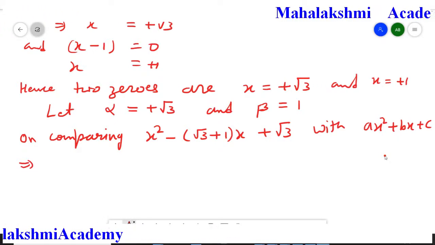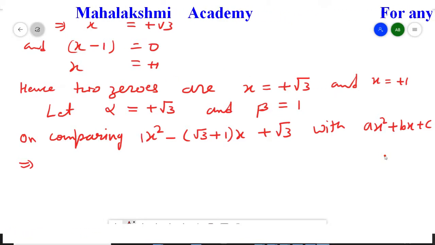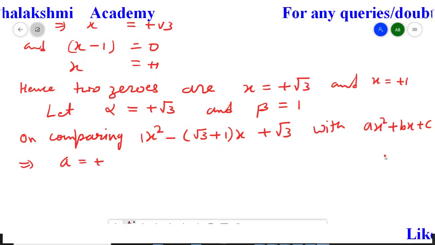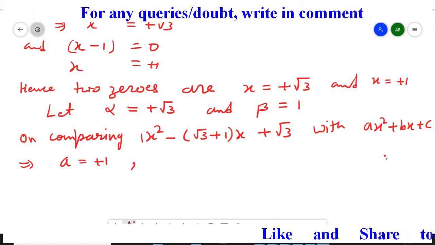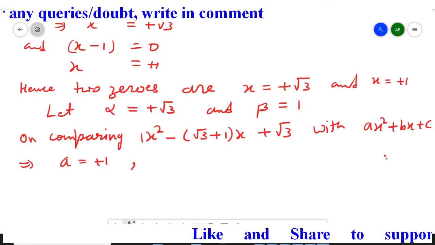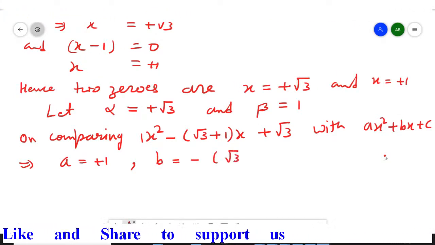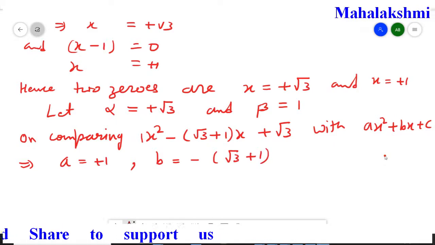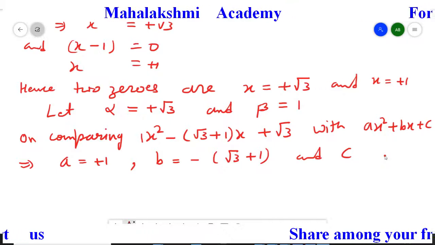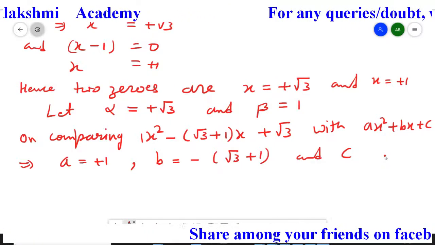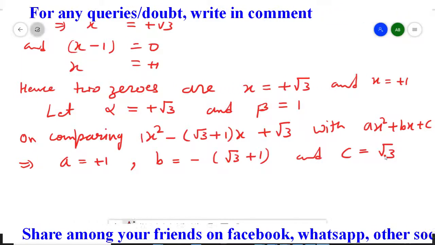So what is a here? The coefficient of x square, nothing is there, means 1. So when we compare, we will get a is equal to plus 1. And when we compare b, meaning the coefficient of x, just write here b is equal to minus root 3 plus 1. So this is our b. And c means constant. So what is constant here? Root 3. So like this we have to find out the coefficients and zeros.